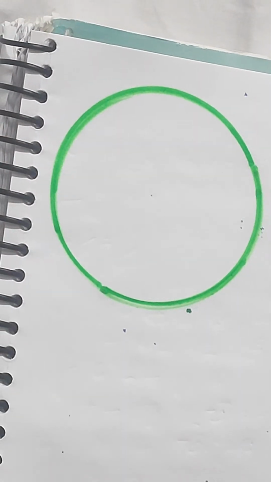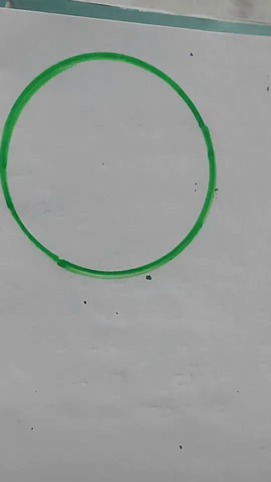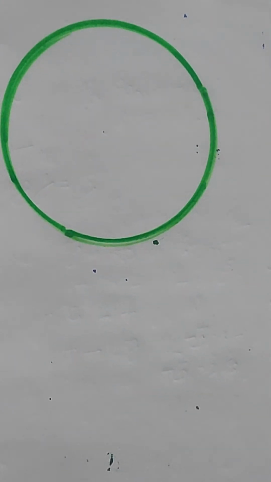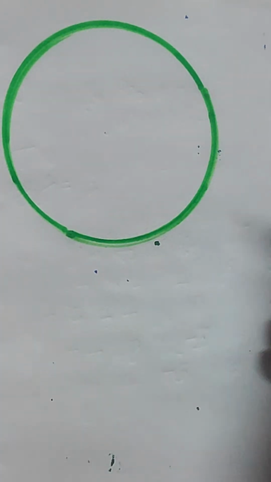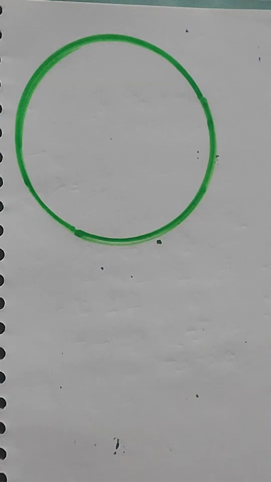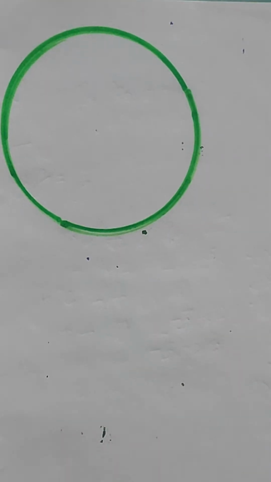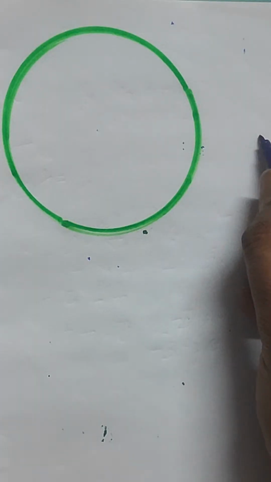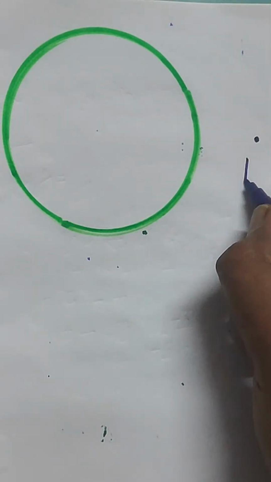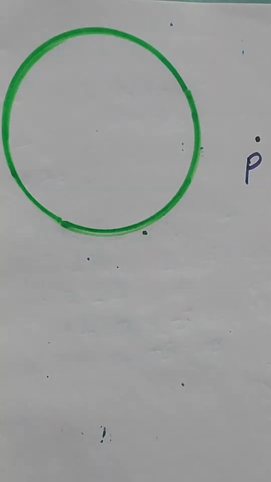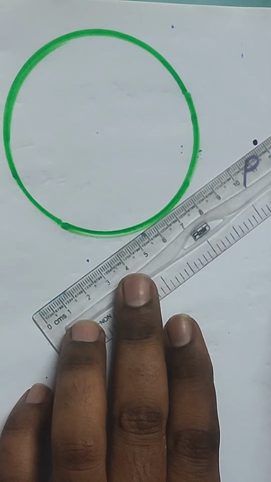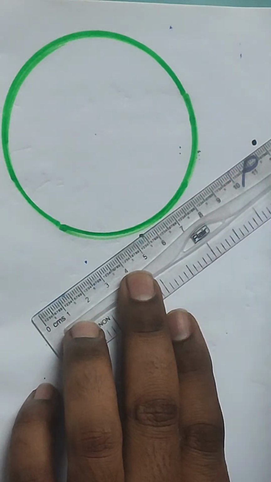So today we are taking again a question from circle, where you can see a circle is given to you, and from an external point, let's say this is the external point P. From the external point P, two tangents are drawn, PA and PB, right?